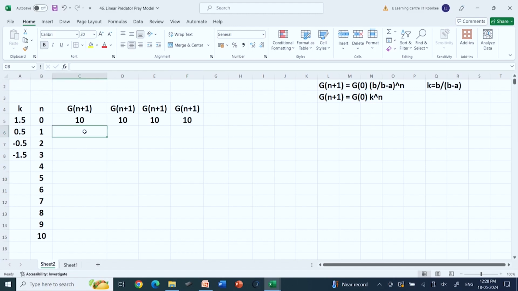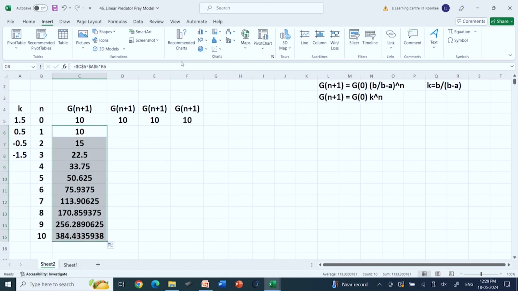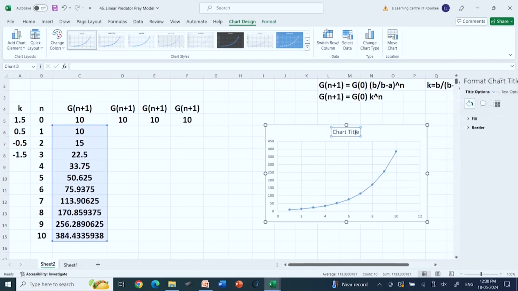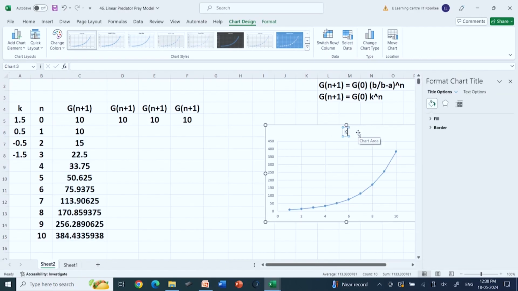So, the very first case we take is where k is greater than 1, and I take the value to be 1.5. If I put n equal to 0, I get the next one, G1, which is G0, which is 10 here, multiplied by k, which is a constant, and whole to the power n equal to 0. So, this value is a constant, this value is also a constant, and we calculate till 10 of the values. If I want to plot them, I will get something like this, and let me name the chart title. So, this is the case where k is greater than 1.